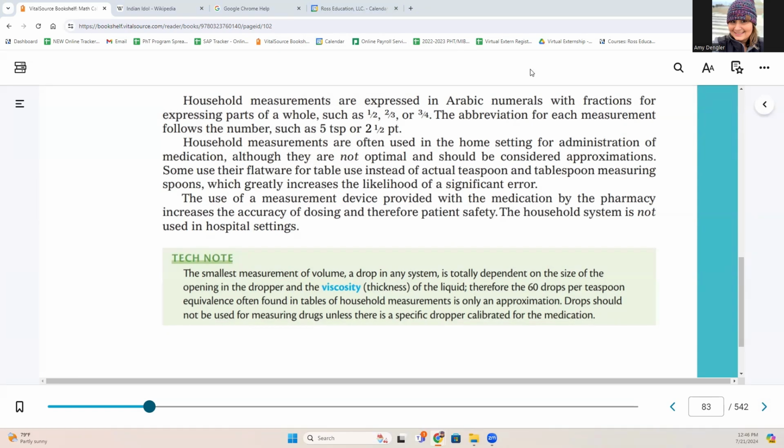Household measurements are often used in the home setting for administration of medication, although they are not optimal and should be considered approximations. Some use their flatware for table use instead of actual teaspoon and tablespoon measuring spoons, which greatly increases the likelihood of a significant error. The use of a measurement device provided with the medication by the pharmacy increases the accuracy of dosing and therefore patient safety.